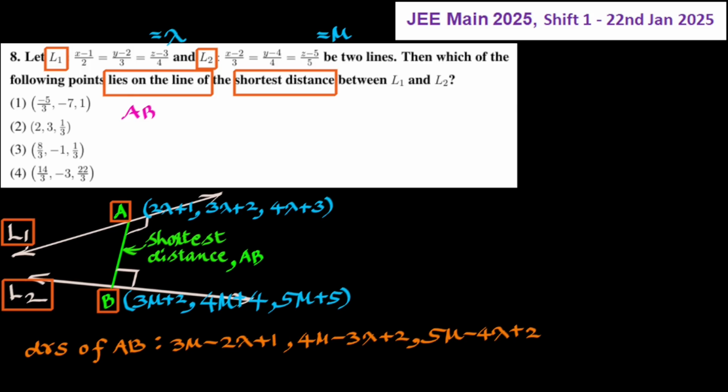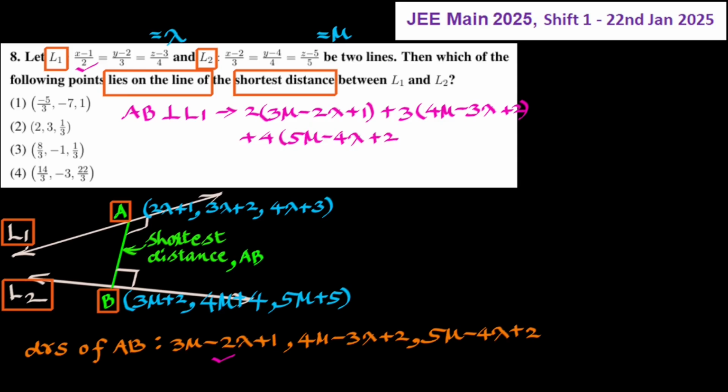Now AB is perpendicular to line L1. So we have 2 times (3 mu minus 2 lambda plus 1) plus 3 times (4 mu minus 3 lambda plus 2) plus 4 times (5 mu minus 4 lambda plus 2) equals 0. After simplification we get 38 mu minus 29 lambda plus 16 equals 0. We name this 1.